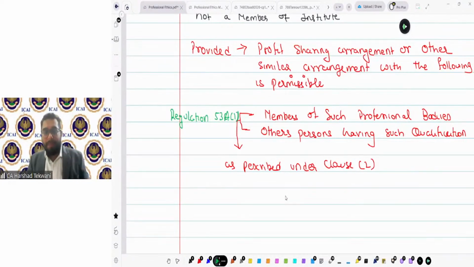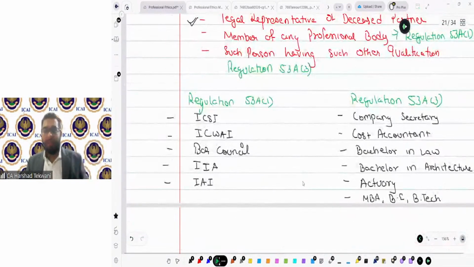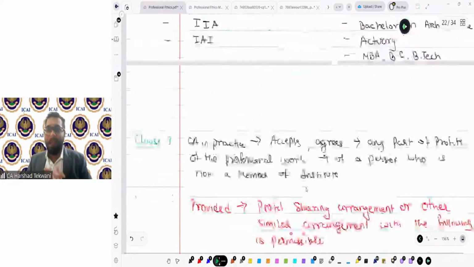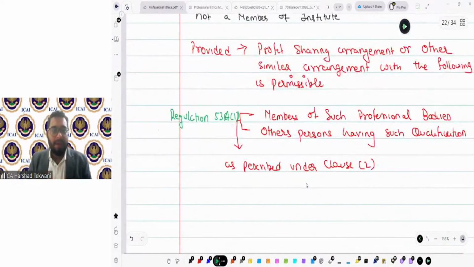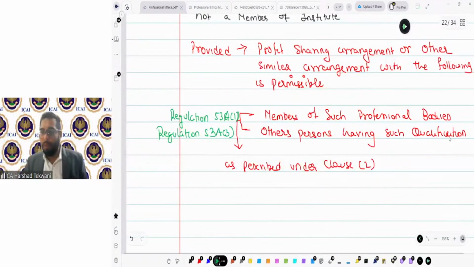And other persons having such qualification prescribed in clause 2 is again company secretary, cost accountant, bachelor's in law, architect, actuary, MBA, BE, BTech, all are allowed. Same as specified under clause 2. So Regulation 53A3 for such other persons having qualification. On similar lines to what is there for clause 2, the same is there for clause 3.